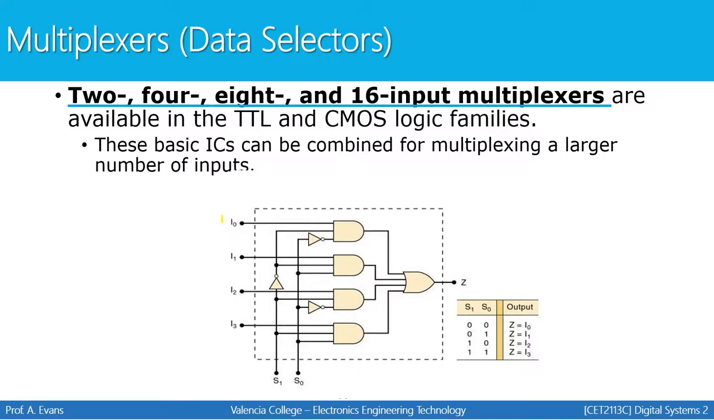Here's your 4 inputs, I0, I1, I2, and I3. Your select inputs are down at the bottom. And we have 4 AND gates, a 4-input OR gate, and 3 inverters.